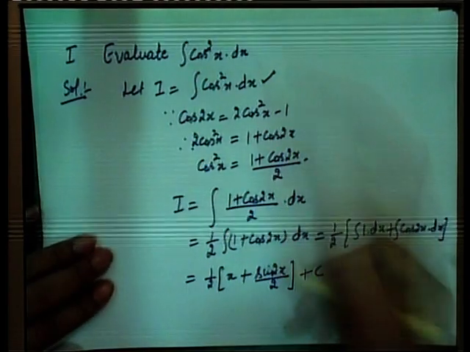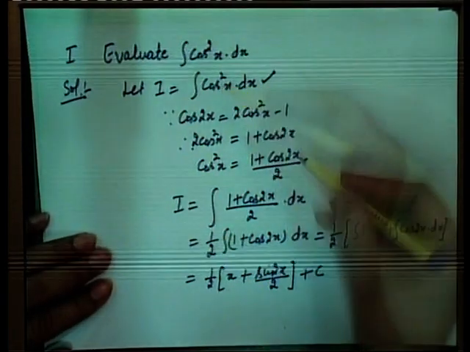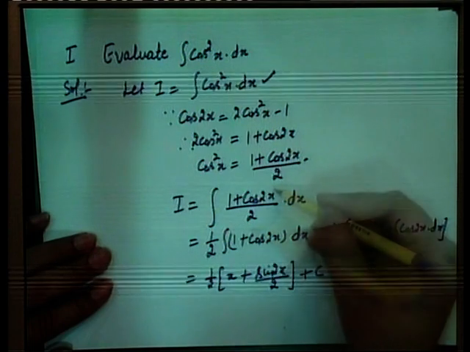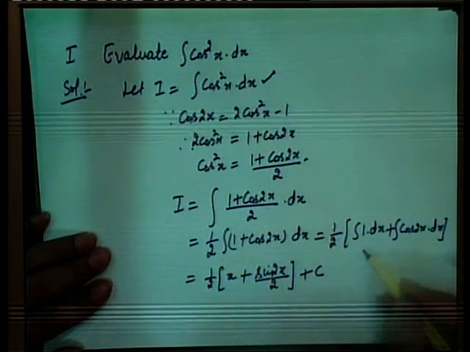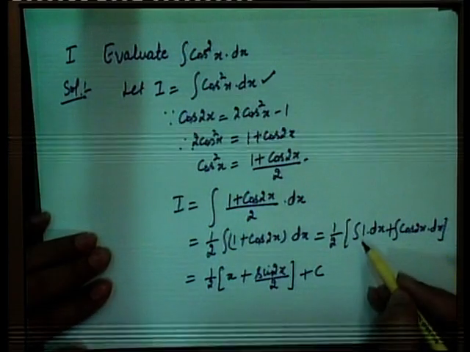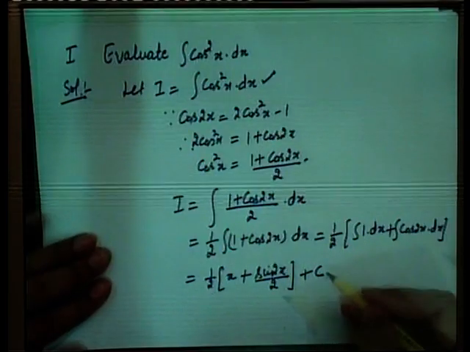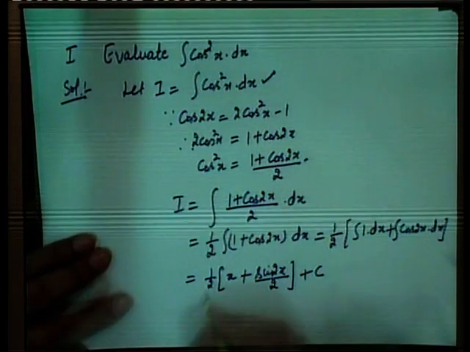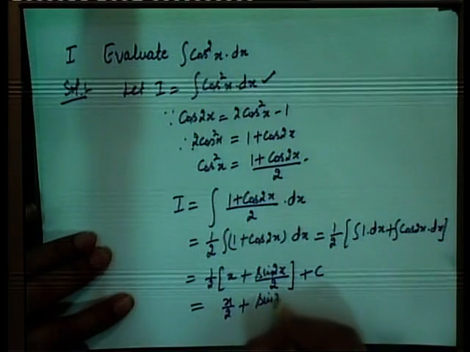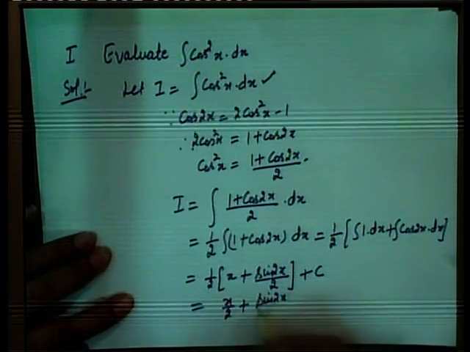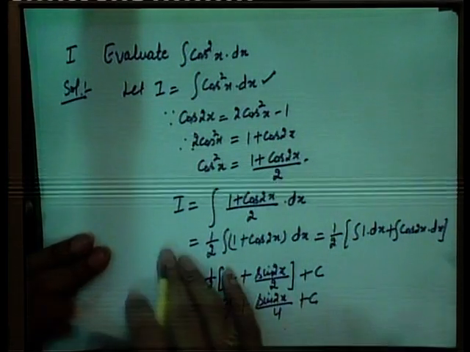Let me quickly repeat what we have done in this question. We have replaced cos square x by 1 plus cos 2x over 2, taking 2 outside the sign of integration, then integrating term by term. Integral of 1 is x and integral of cos 2x is sin 2x over 2 plus c, or we can write this as x by 2 plus sin 2x over 4, taking 2 inside, 2 into 2 is 4, plus c. This is its answer. This was our first question.